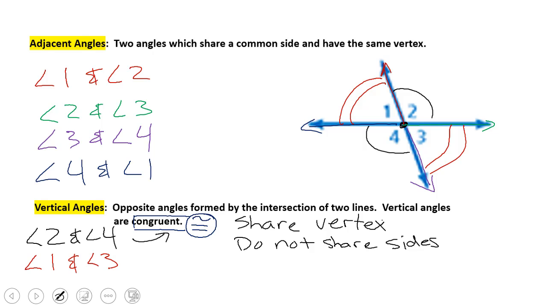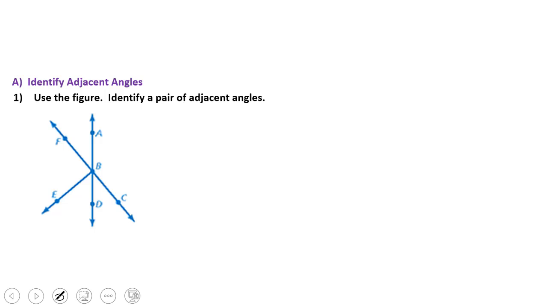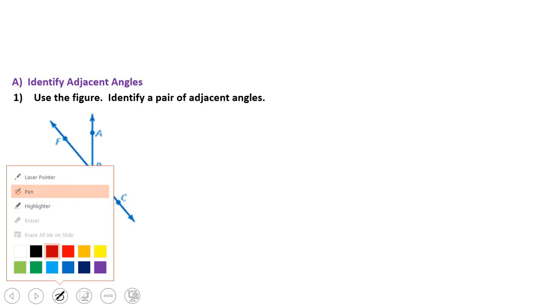Ladies and gentlemen, let's put this to practice, remembering what we're doing. Got a little bit crazier picture here. It says use the figure to identify a pair of adjacent angles. And I see here that we have two intersecting lines, and then we have one ray. And it makes it look kind of crazy. Now there are multiple pairs of adjacent angles here. It doesn't matter which one we choose.